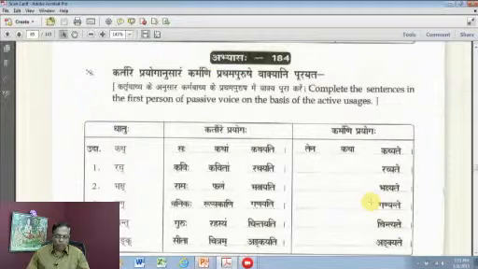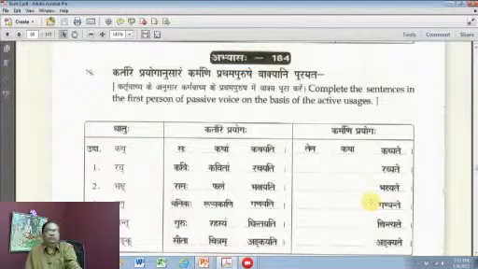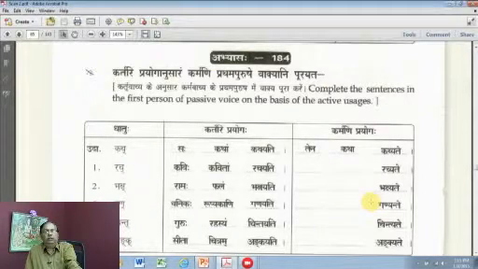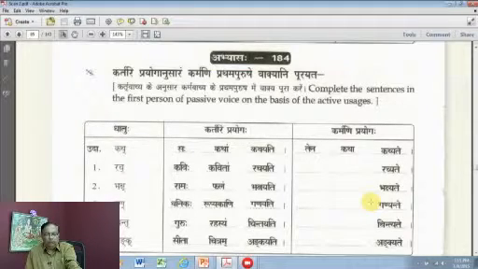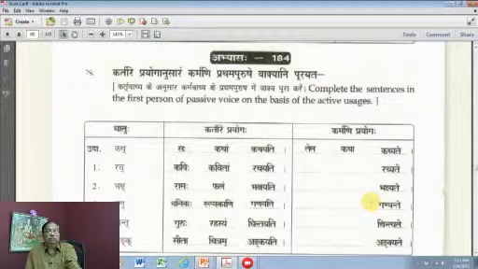Now there is an example. Kavihi kavitam rachayati, a poet writes poetry, a poet is writing the poetry. Kavihi, Tritiya Kavina, kavitam, take it to Prathama, kavita rachyate. Kavina kavita rachyate means poetry is written by the poet. Rachyate, is written.